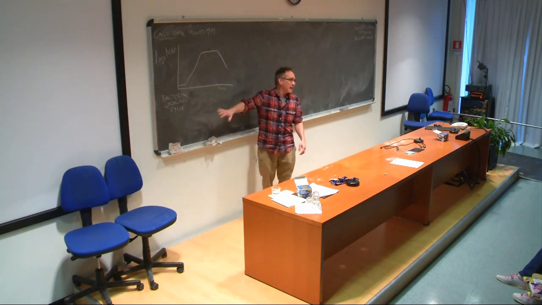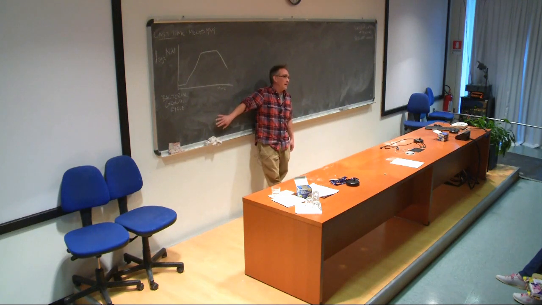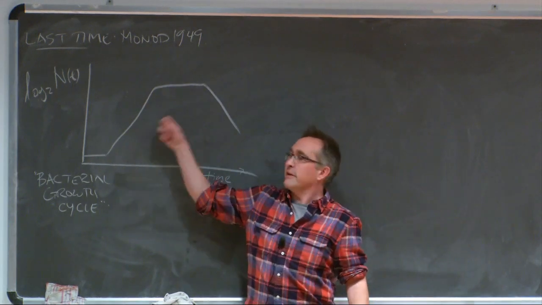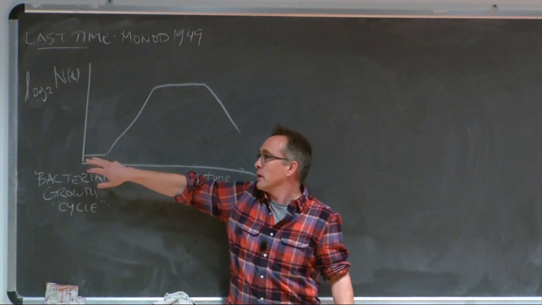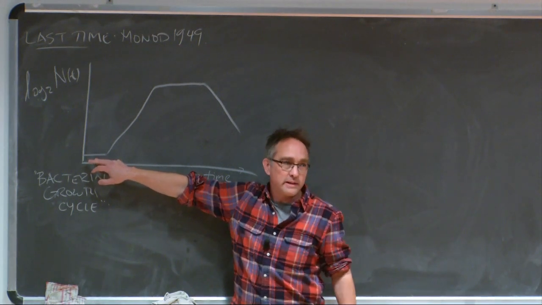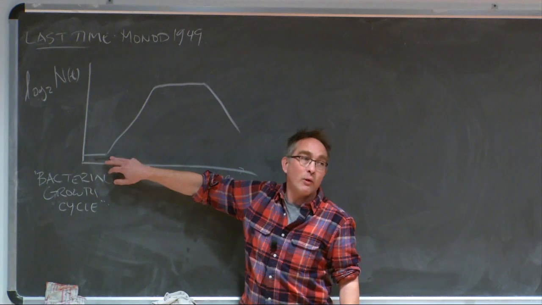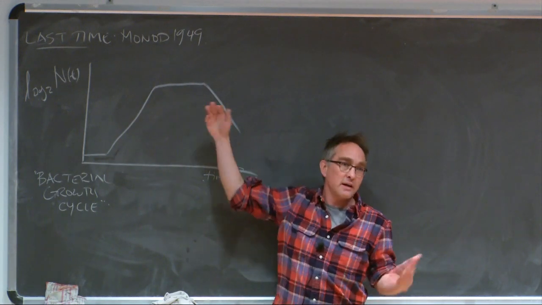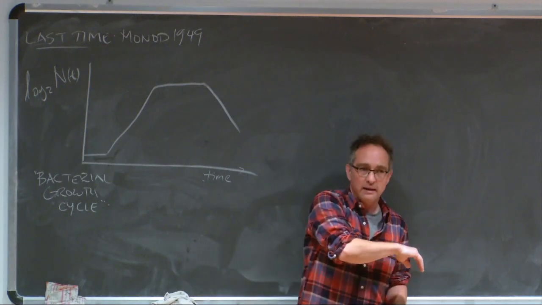So let me bring you back to what we were doing at the end of last lecture, and then maybe let me know if anything's come up since then. We ended looking at this review by Monod with these different phases of growth. You put your bacteria in your growth medium, and you let them grow over the course of the day. Nothing happens for a while, then suddenly they start growing exponentially, then that tapers off and they stop growing, and then they all start dying.